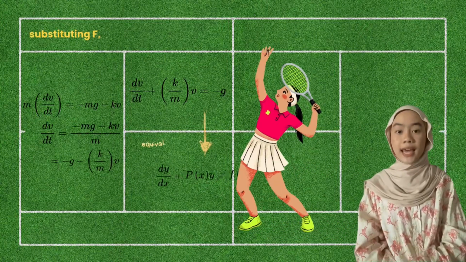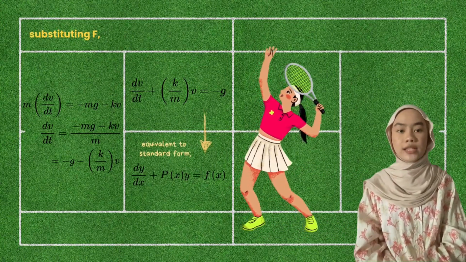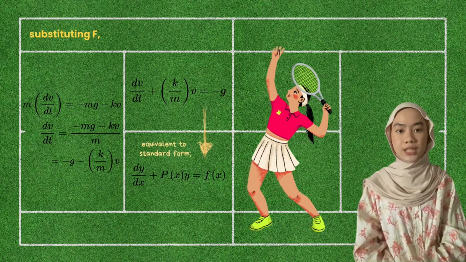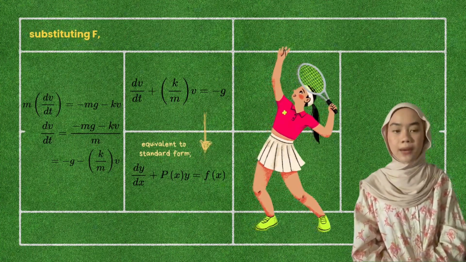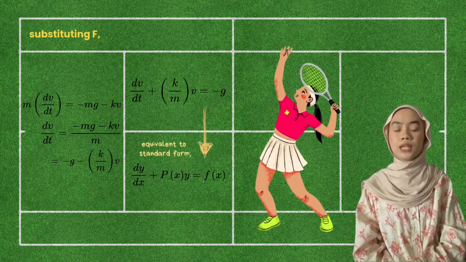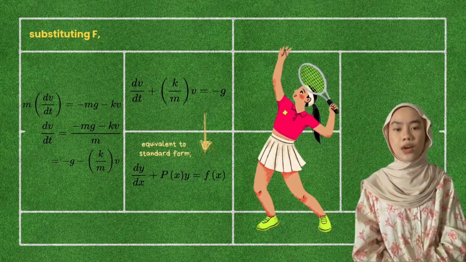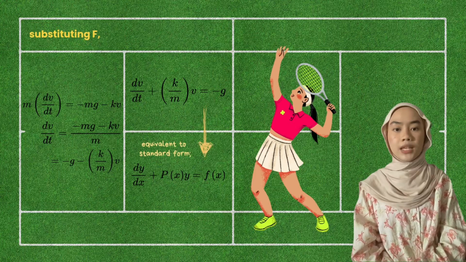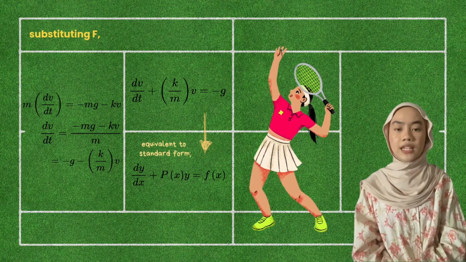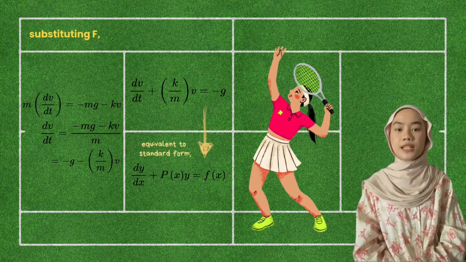Next, we substitute F into Newton's second law of upward motion, which is m dv/dt equal to negative mg minus kv. We divide both sides by m, and we solve it, and we will get dv over dt equal to negative g minus k over m v. We arrange the equation that we got just now, and the equation will be equivalent to the standard form of a linear differential equation, which is dy over dx plus p(x)y equal to f(x).